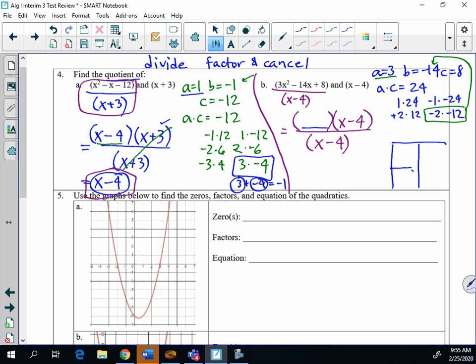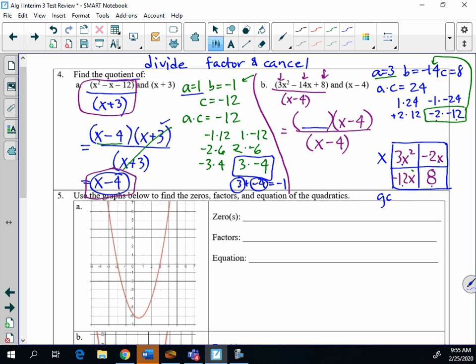So let's set up the box, and we place our original 3x squared here. We are splitting the -14 into -2 and -12 with an x. And then we need the +8 here at the end. Now it's all about GCF. What do both of these have in common? They both have an x. What do both of these have in common?